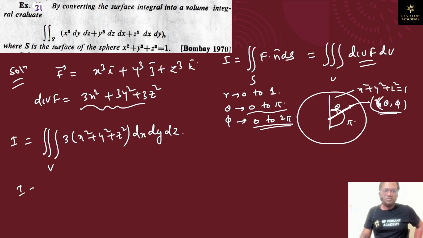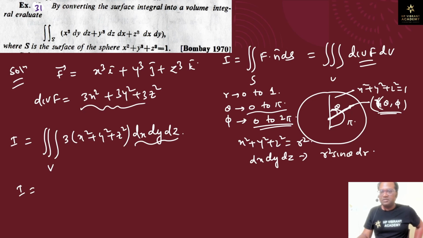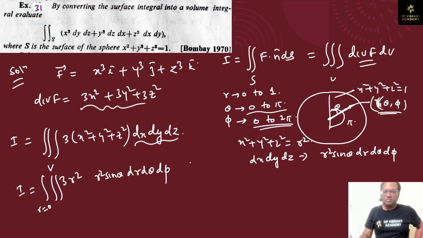Let us place the limits here. So I is equal to, and x square plus y square plus z square is equal to r square. And we have dx dy dz in terms of spherical coordinates as r square sine theta dr d theta d phi. So we have 3r square times r square sine theta dr d theta d phi. The limits are r from 0 to 1, theta from 0 to pi, and phi from 0 to 2 pi. So let us place the values here.